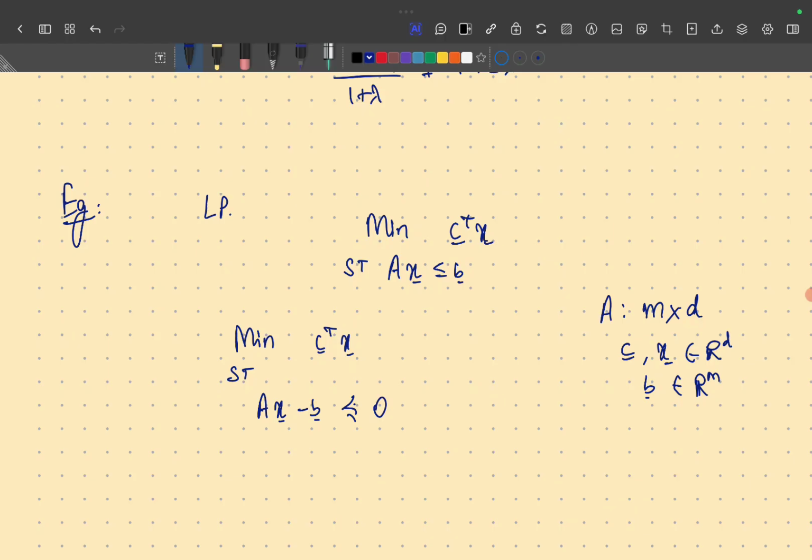This is the same as saying that if I take the ith row of A, then A_i times X minus B_i is less than or equal to 0. Here A_i is a row vector. Right?